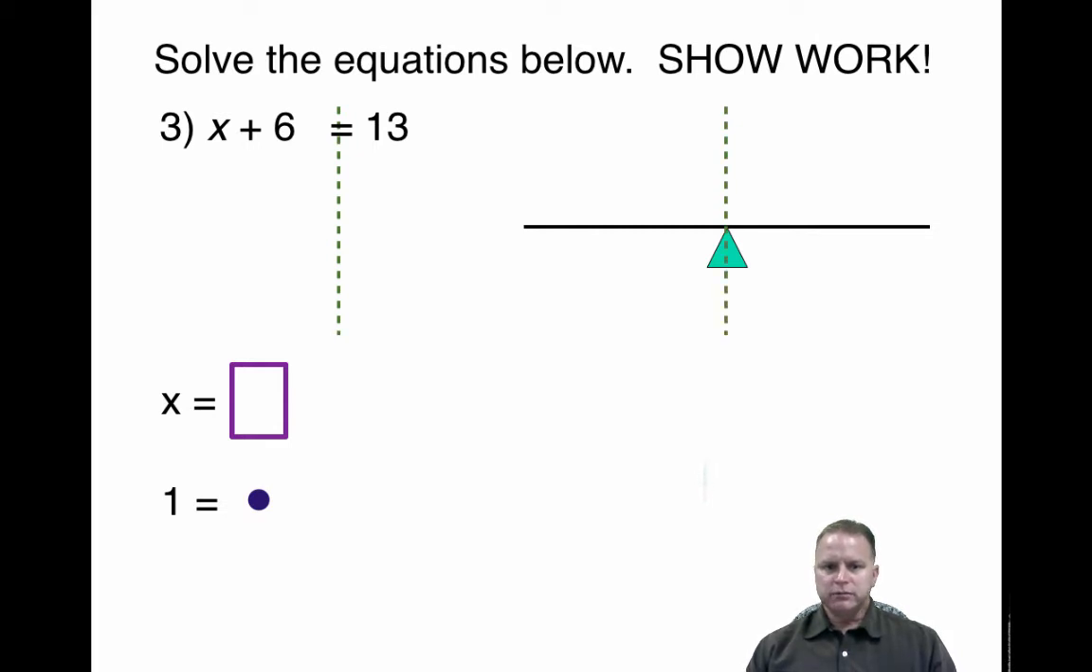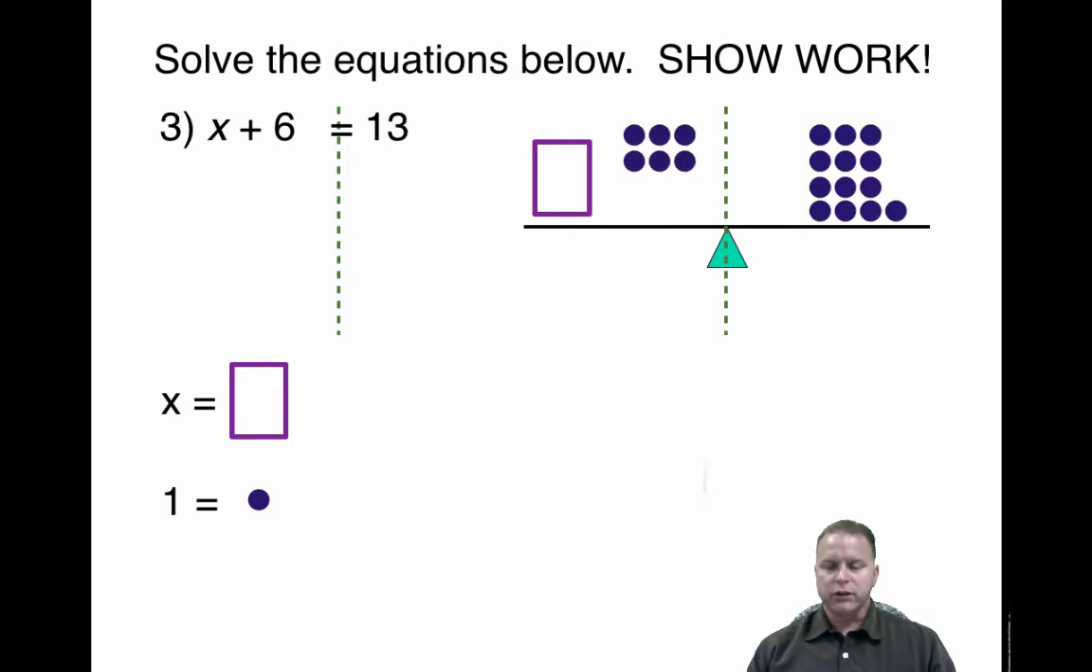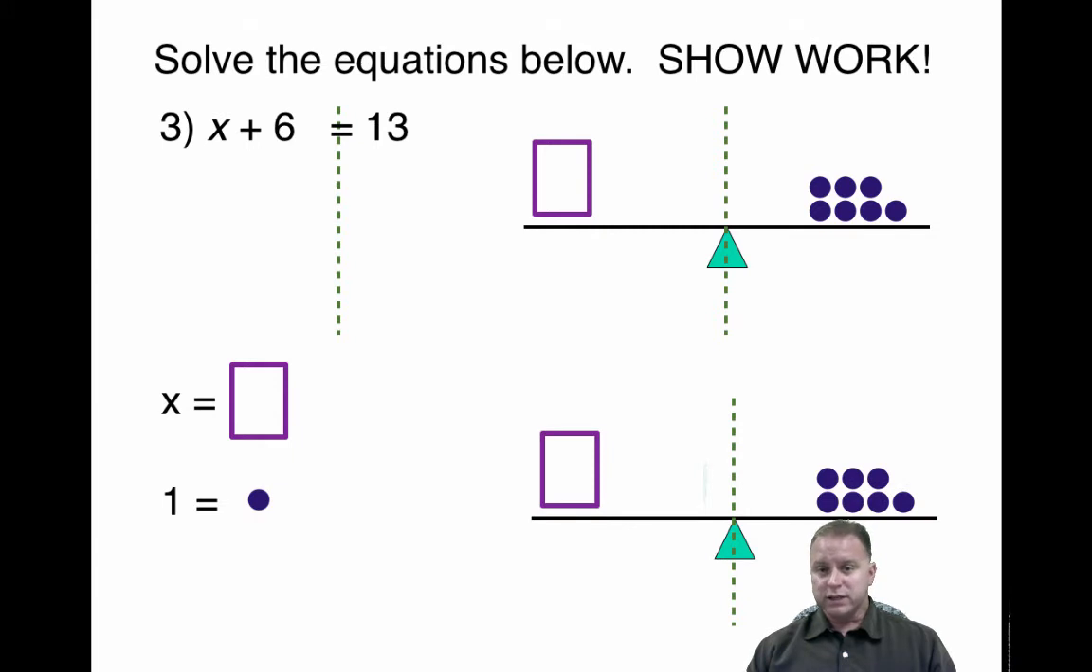Lines down the middle. What we do to one side, we have to do to the other. We start with a box, 6 dots. On the right side, we'll have 13 dots. Start getting rid of dots on both sides, keeping our equation balanced. And we now have the box all by itself on the left side. We have 7 dots on the right side, so our answer should be x equals 7.